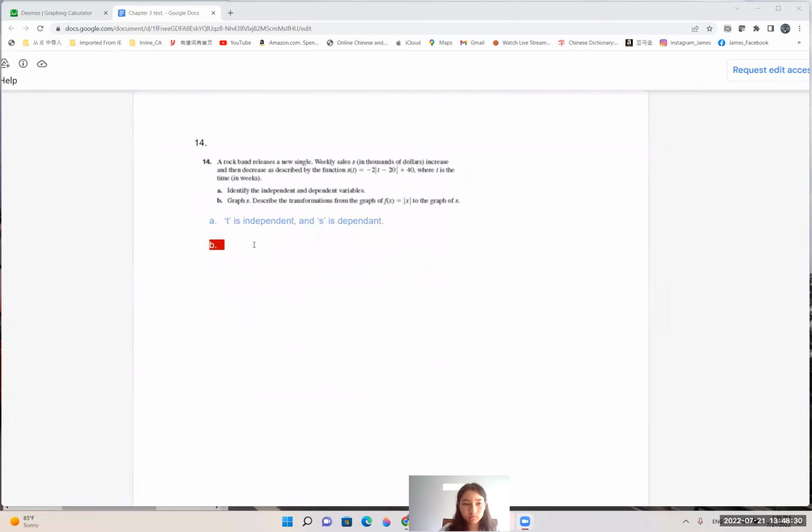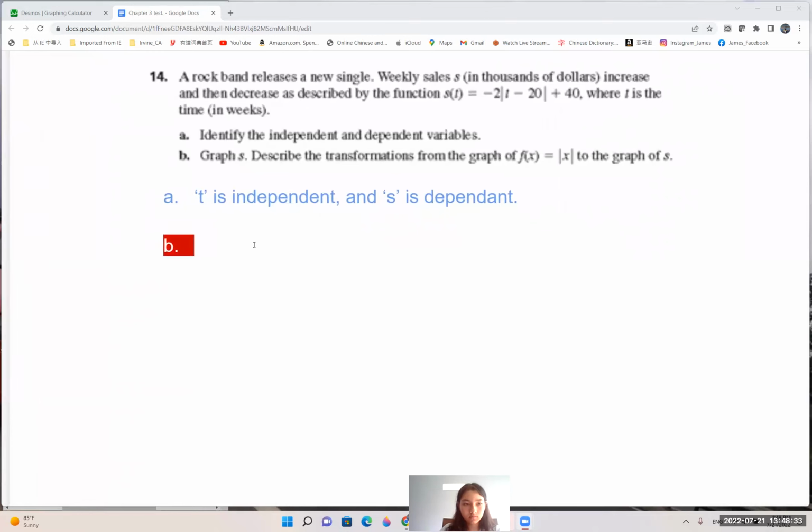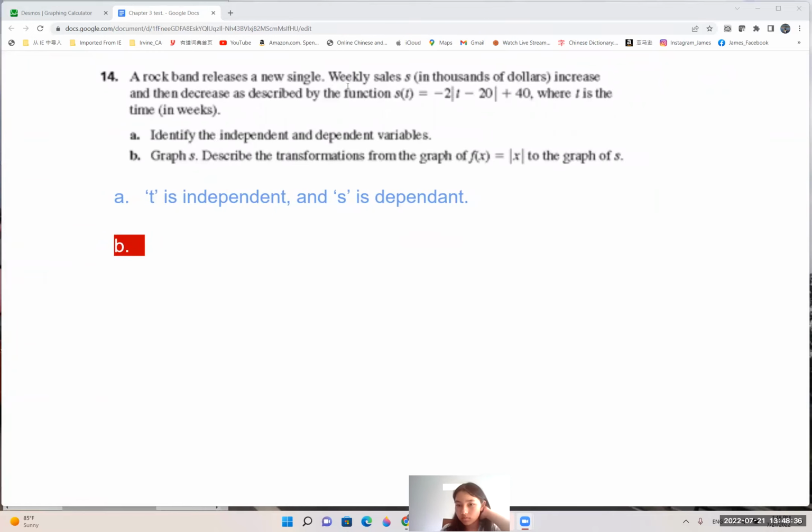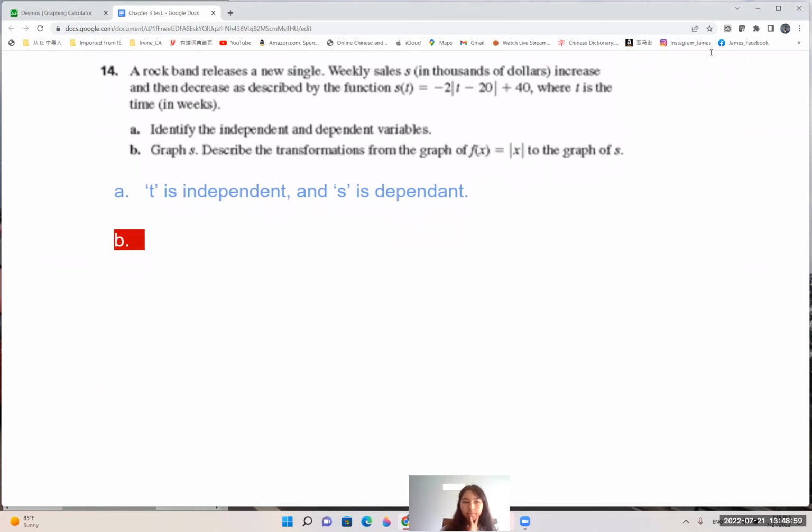Yeah, we'll just pass some of them. A rock band releases a new single. Weekly sales S increase and then decrease as given, where t is the time in weeks. Identify the independent and dependent variable. T is independent. S is dependent. Yeah, good. So if this problem is 10 total points, then you can get 4 points.